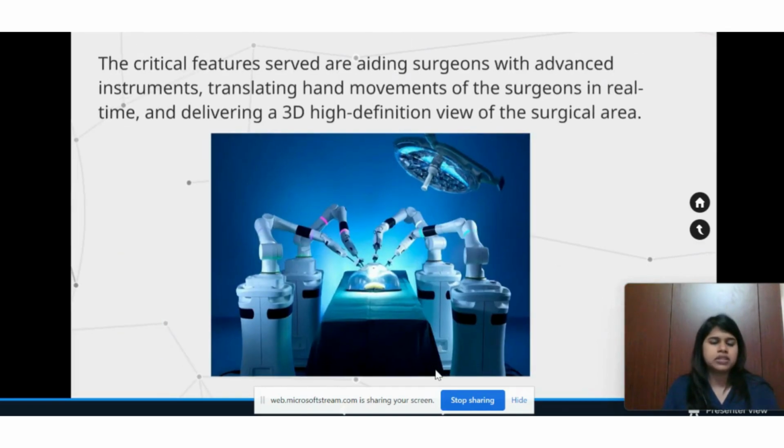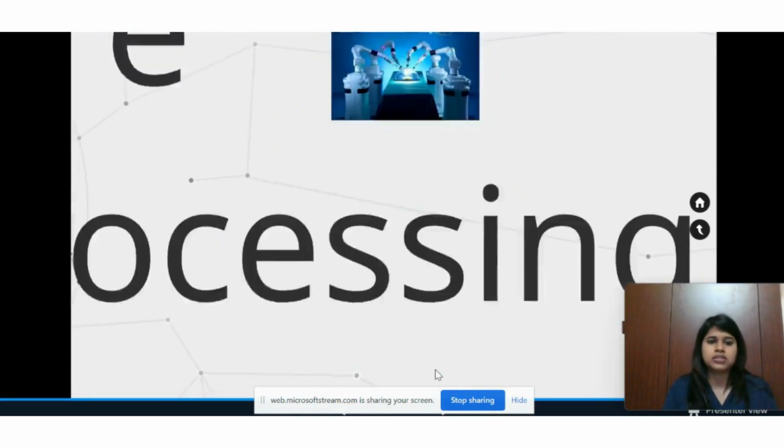The next one is robotic surgery. As we all know, these days robotic surgeries are getting improved day by day, and this is one such example. Surgeons are getting aided by robots that are working based on reinforcement learning, or that are being trained based on reinforcement learning methodologies.